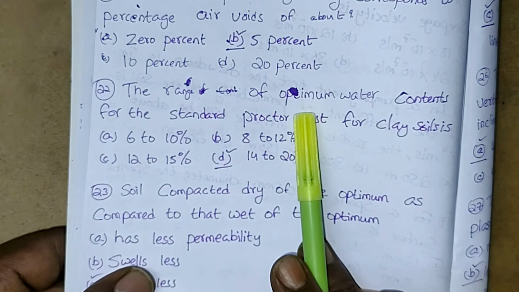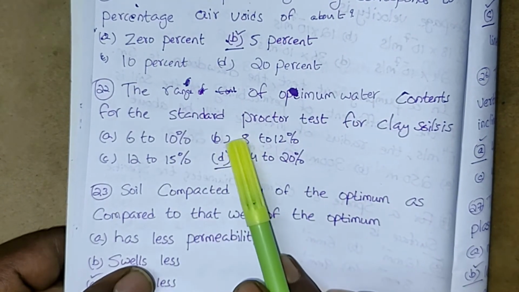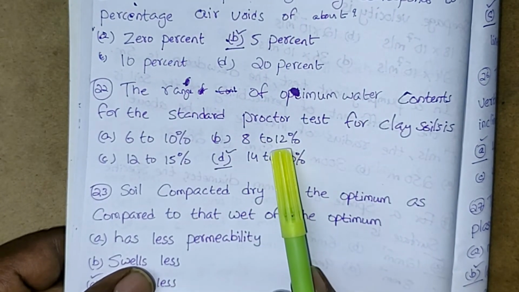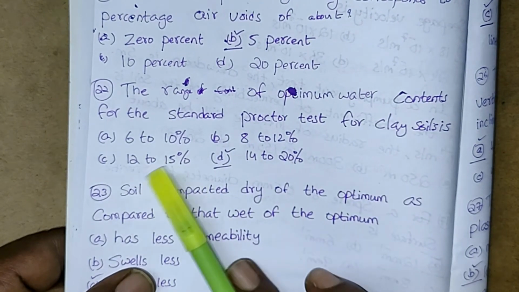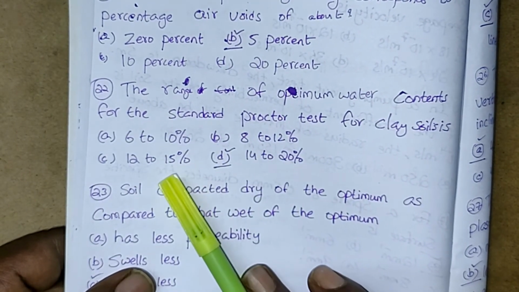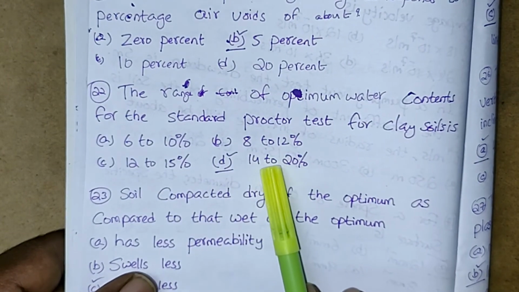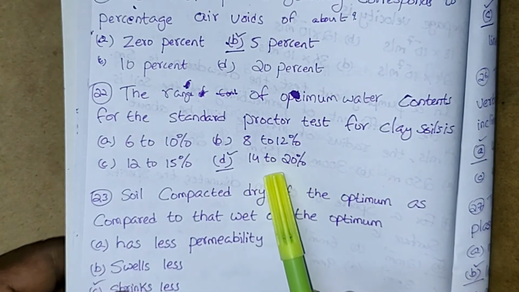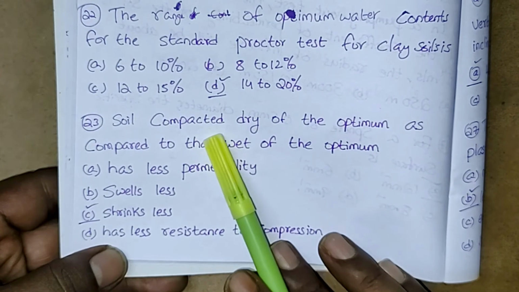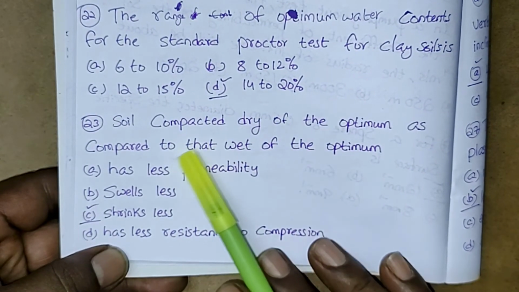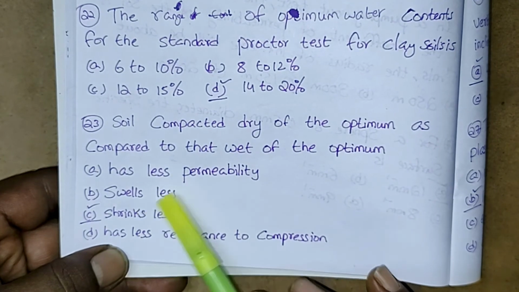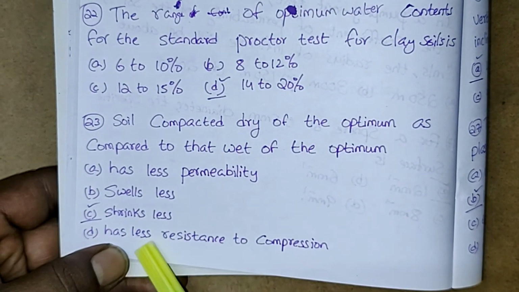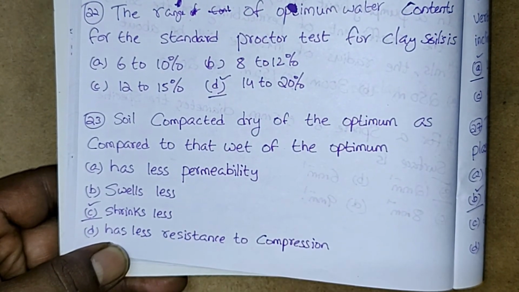The range of optimum water contents for the standard Proctor test for clay soils is 6 to 10%, 8 to 12%, 12 to 15%, 14 to 20%. So the answer is 14 to 20%. Soil compacted dry of the optimum as compared to that wet of the optimum has less permeability, swells less, shrinks less, has less resistance to compression.